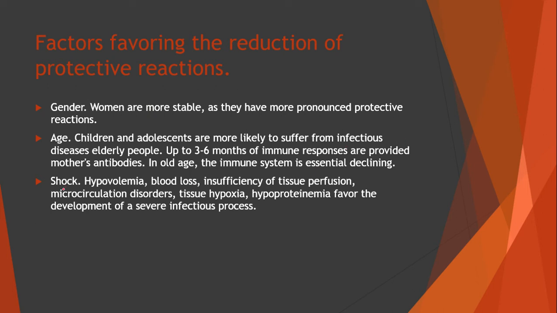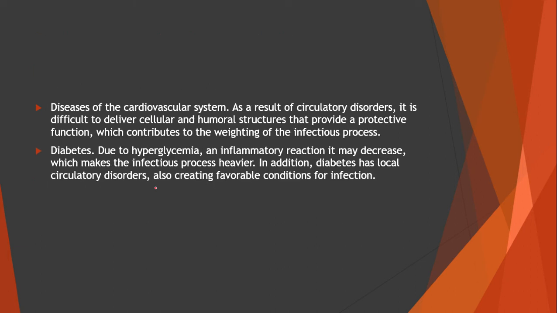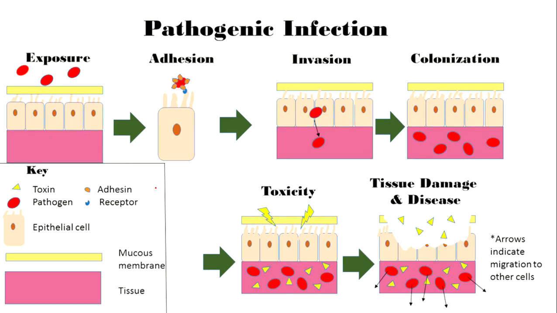And people in shock, which have hypovolemia, blood loss, insufficiency of tissue perfusion, microcirculation disorders, tissue hypoxia, hypoproteinemia, favors the development of a severe infection process. Diseases of the cardiovascular system, as a result of circulatory disorders, make it difficult to deliver cellular and humoral structures that provide a protective function, which contributes to the aggravation of the infection process. Diabetes, due to hyperglycemia, may decrease the inflammatory reaction, which makes the infection process heavier. In addition, diabetes has local circulatory disorders, also creating favorable conditions for infections.